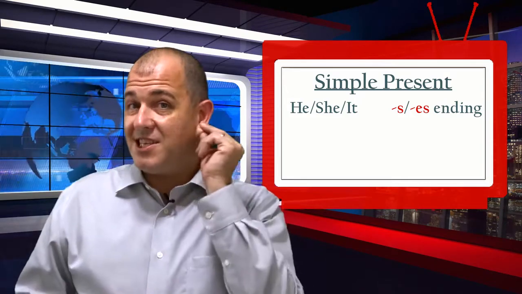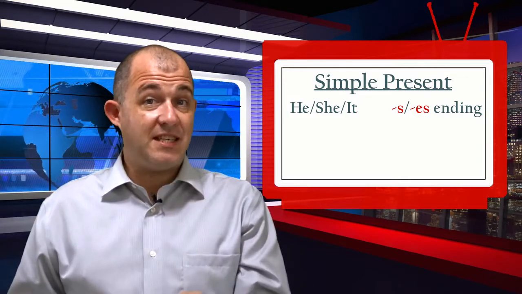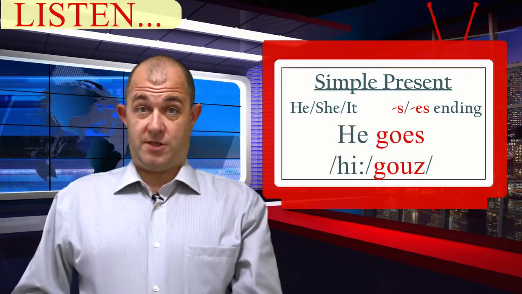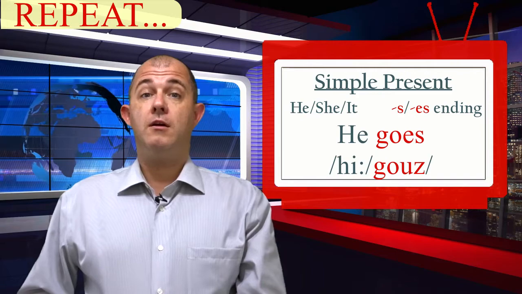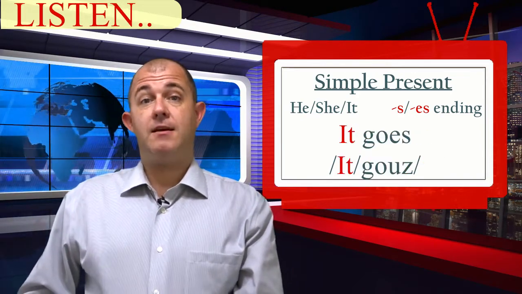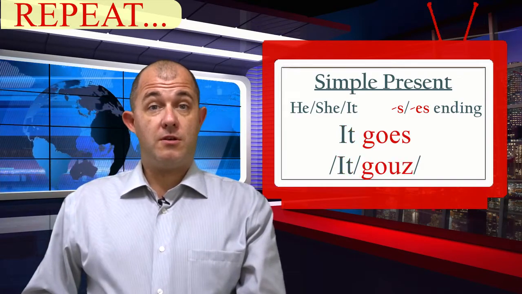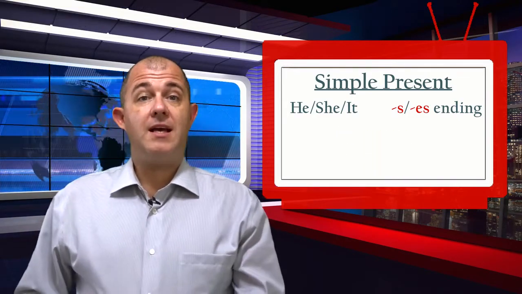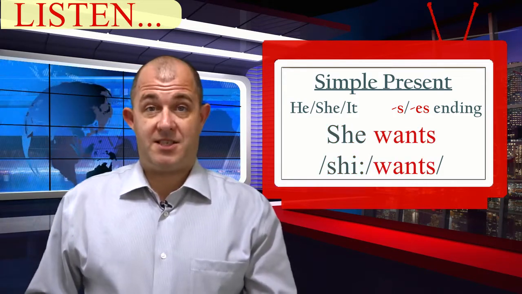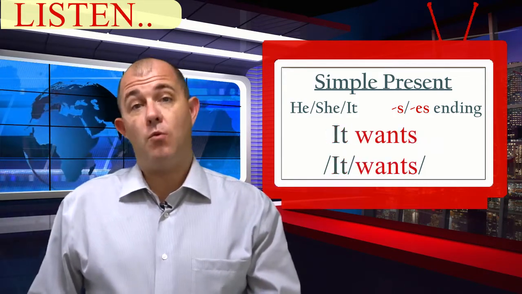I would like you to listen to me and then repeat each example. Here we go. He goes. She goes. It goes. And now another verb. He wants. She wants. It wants.